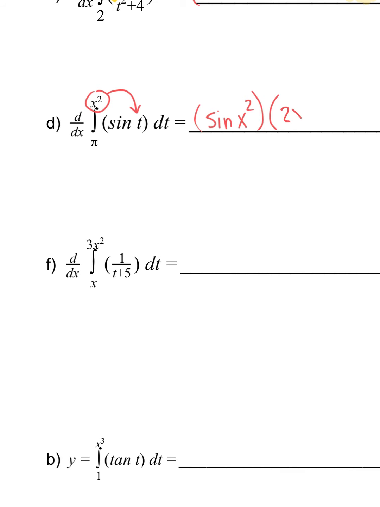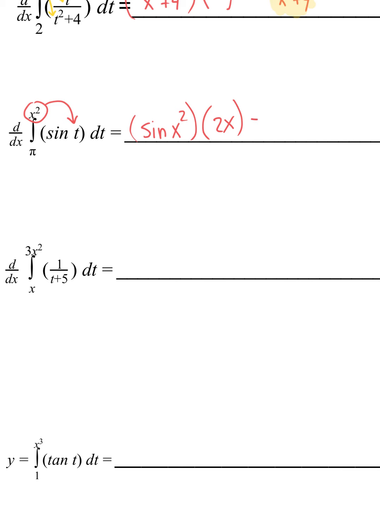Now to write out our answer, we need to put that number, that coefficient, out front. So I'm going to write it as 2x times the sine of x squared. There we go. So there is that final best answer.